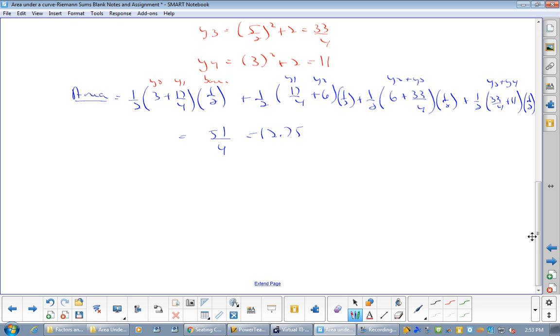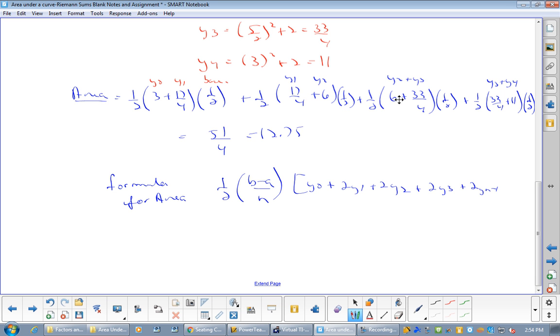So the formula for area using trapezoids will be 1/2, that comes from the formula, times b minus a over n, that's the base, and then it's going to be y0 plus, here's the trick, there's y0 and y1, so that would be plus 2y1, and then I'll have plus y2, so that's plus 2y2 plus 2y3 plus 2y(n minus 1) all the way plus yn. So that is your formula for the trapezoid rule.